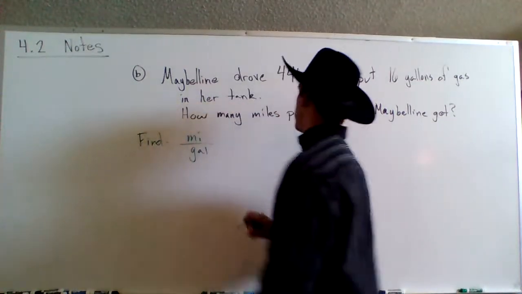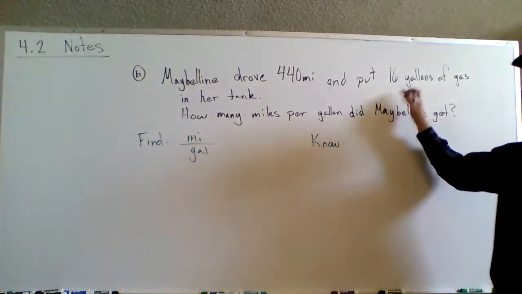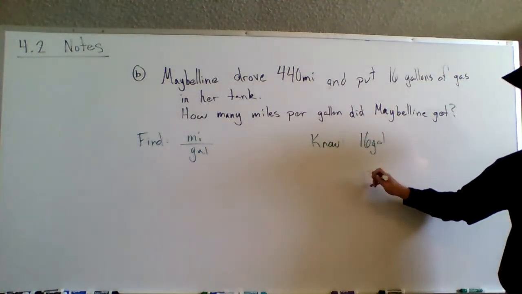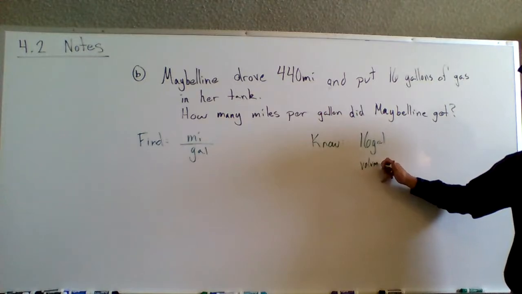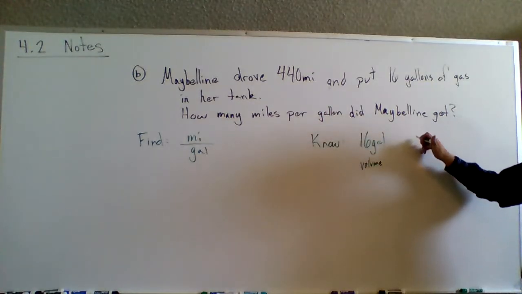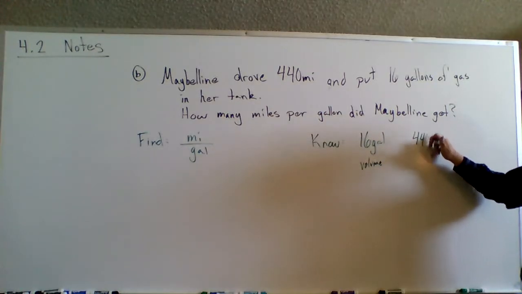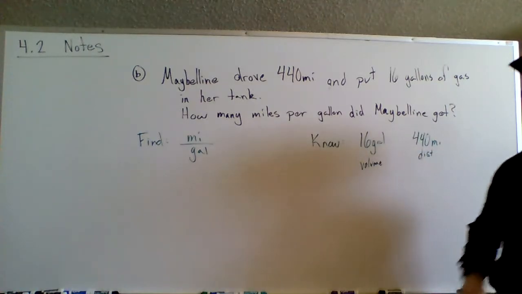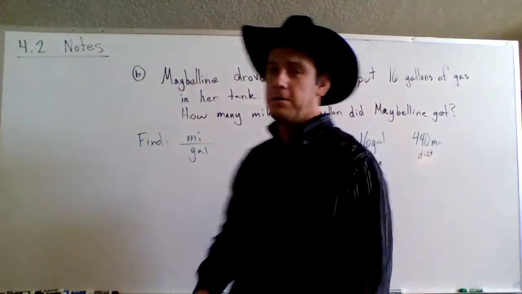Okay, we're going to use those two pieces of information. We know we have 16 gallons, which I said gallons is a volume here. The other thing we know is 440 miles, which is a distance. What we're really looking for is a distance over volume.